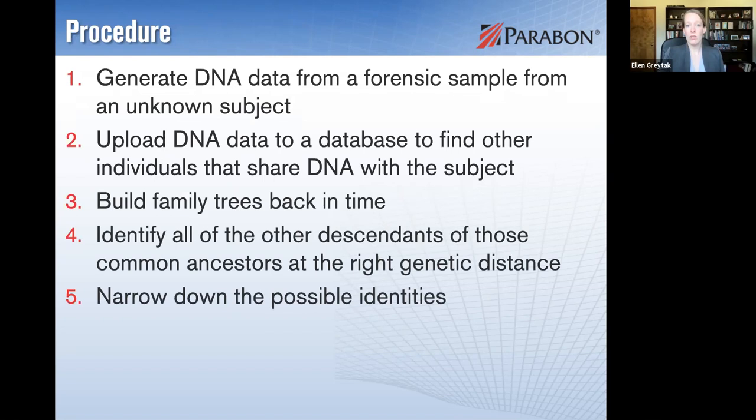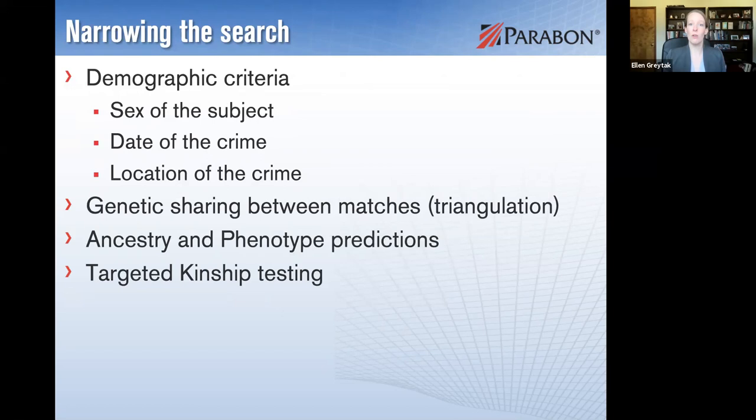So we know these possible second cousins of our person. Now we want to know which one we're looking for. So we can use the sex of the person. If it's male, then we can eliminate all the females. The date of the crime, if it was a sexual assault, we know they had to at least be an adult. And the location, they had to be there, which means they often lived in the area, but sometimes they went to school in the area, they knew people in the area, they were just passing through. We see a lot of truck drivers, that kind of thing. But one of the most useful things we can use is what's called triangulation, and I'll take you through that.